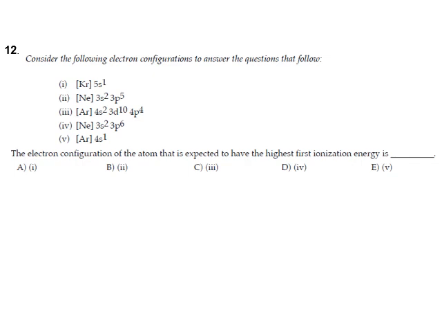And the answer is yes, one of them does. It's 4. So that's going to be our answer, D. So that's what you would choose. Now, what if there were not any that had an octet?